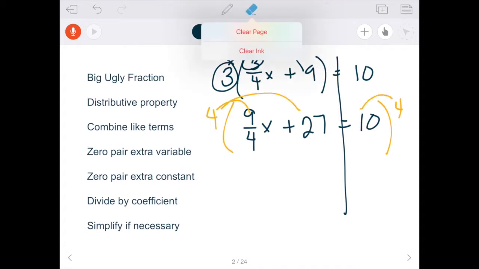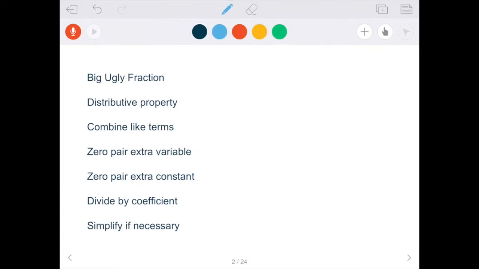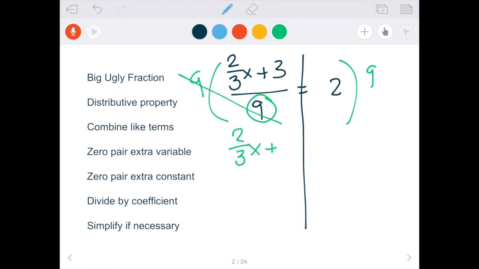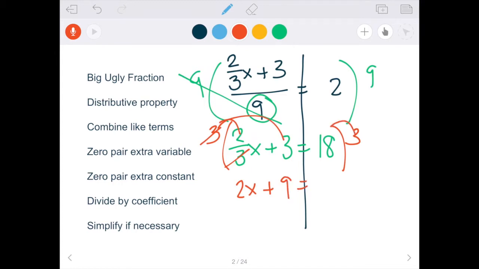If you have a fraction inside a fraction, like 2/3 x plus 3 over 9 equals 2, like this, the big ugly fraction, go ahead and get rid of the big ugly fraction denominator first, like this. Then get rid of your fraction, all right? 2x plus 9 equals 54, and then continue on with your life.